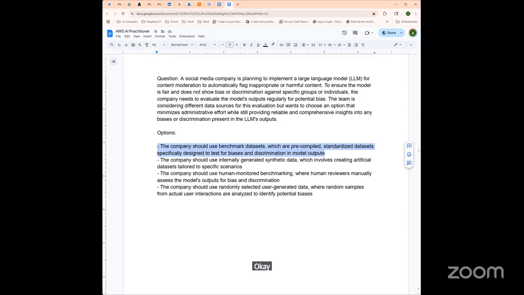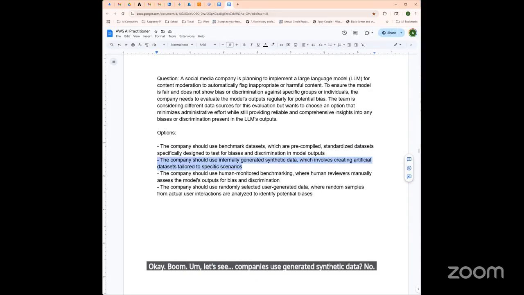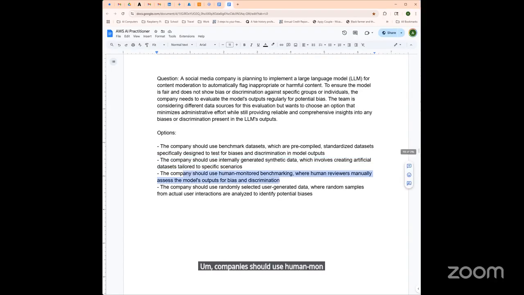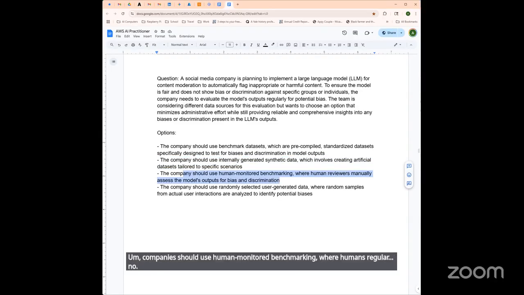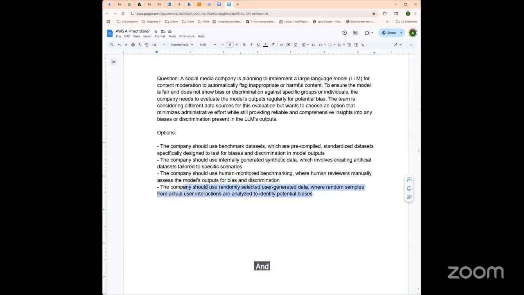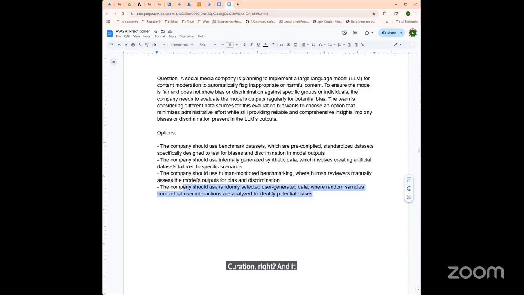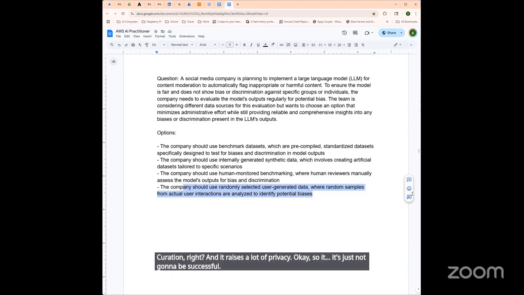Okay, boom. Let's see. The company should use generated synthetic data. No. This requires a lot of resources and expertise to create accurate bias scenarios. The company should use human monitored benchmarking where humans review. No. This requires a lot of administrative effort to coordinate and train the reviewers. And then the company should use randomly selected user-generated content. No, that requires manual curation, right? And it raises a lot of privacy concerns. So it's just not going to be successful. Okay, next question.